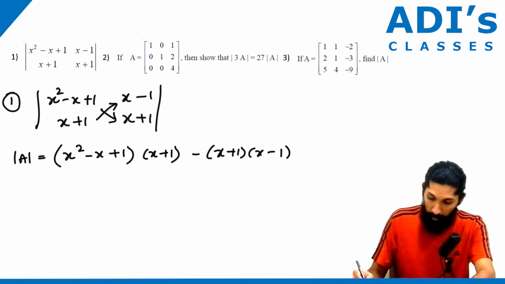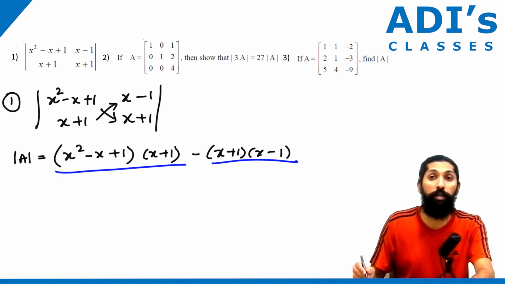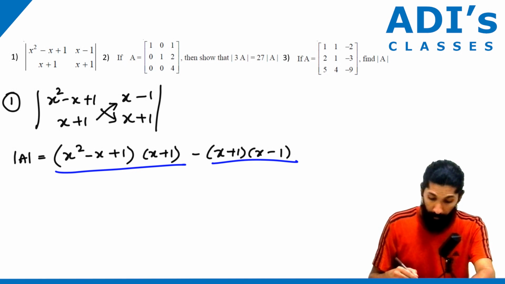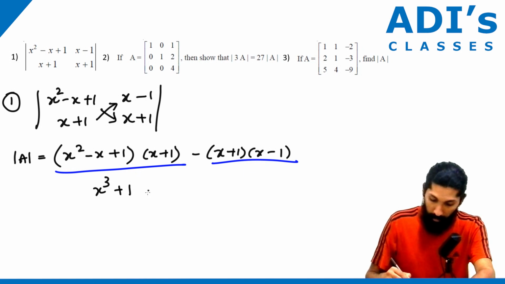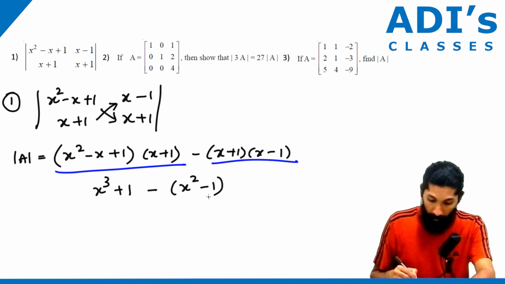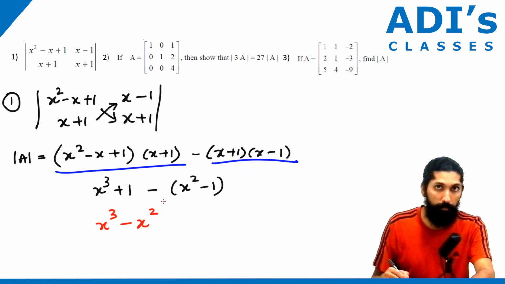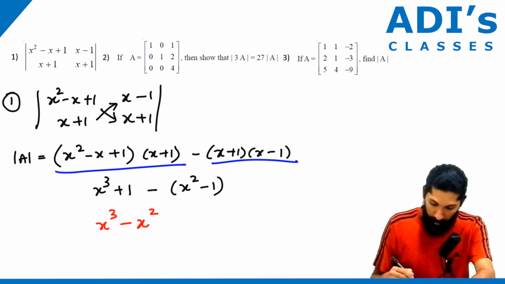Okay. Now if you look at this formula, and if you look at this one, both of them are algebraic identities if you guys remember. Now x plus 1 into this is what? x cube plus 1, x cube plus 1 minus of x square minus 1, a plus b into a minus b. So final result is going to become x cube minus x square. See, plus 1 minus of minus 1 is also plus 1. So x cube minus x square plus 2.